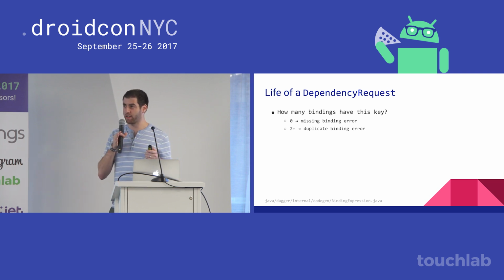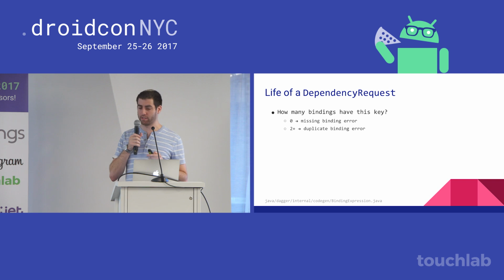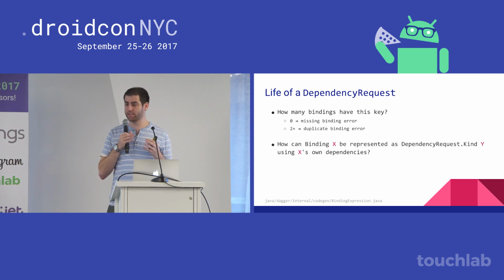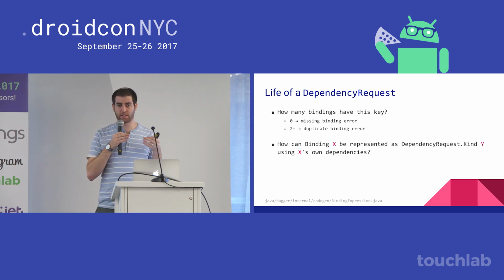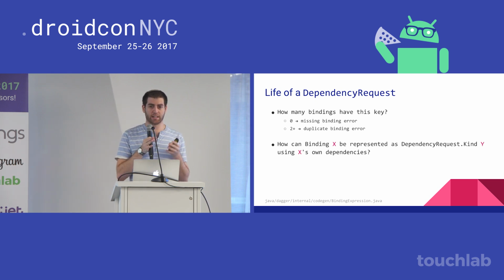Assuming that you have a valid graph, though, you have 1 binding for that key. We ask one question: how can this binding X be represented in this particular dependency request kind? So one binding, let's say for the right wing, will look one way when it's requested just as an instance, and look slightly different as a provider, and slightly different as well for a lazy.